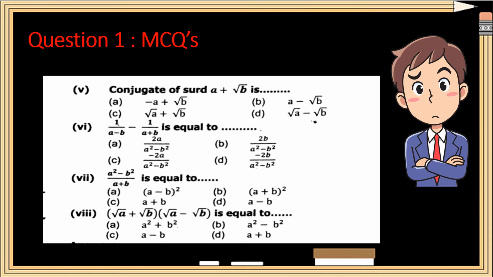Now in the last part, you have square root of a plus square root of b into square root of a minus square root of b. See, we have here x plus y and x minus y. So it will give you x square minus y square. So square root of a whole square will give you a, minus square root of b whole square will give you b. So you will be left with a minus b. The square root will be cancelled by the square. So option C is the correct answer.